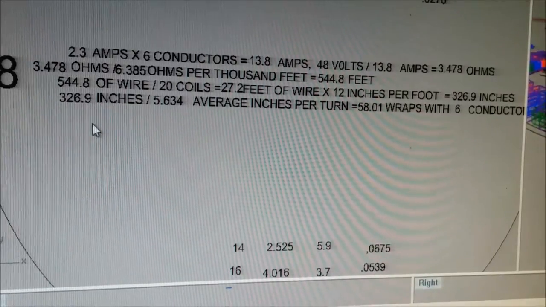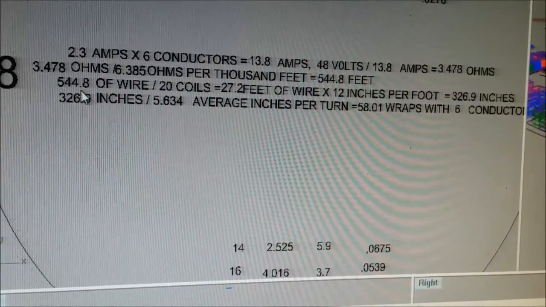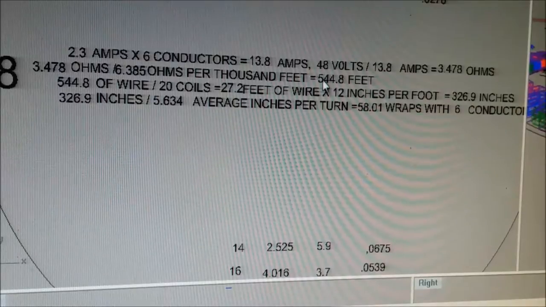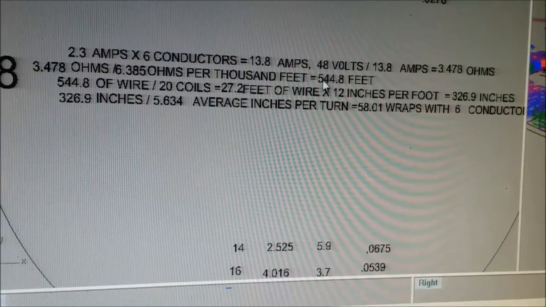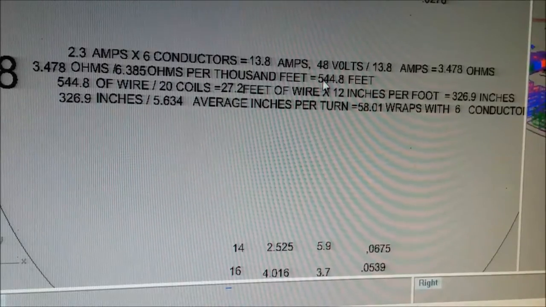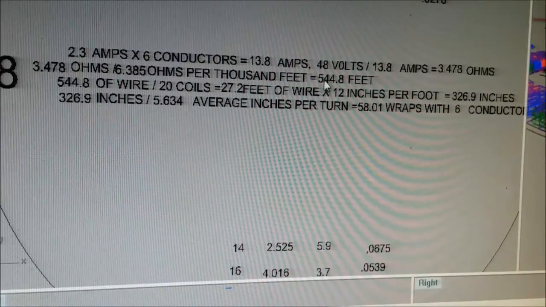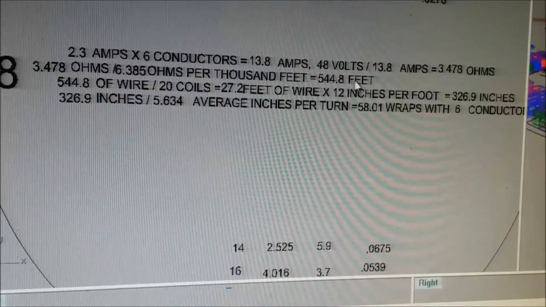Now, here's the next little trick. That's how many feet of wire I have to have from the beginning of that wire to where, like if it was Y connected, from where it goes into the Y to where you hook your power to it, they got to be 544.8 feet of wire.